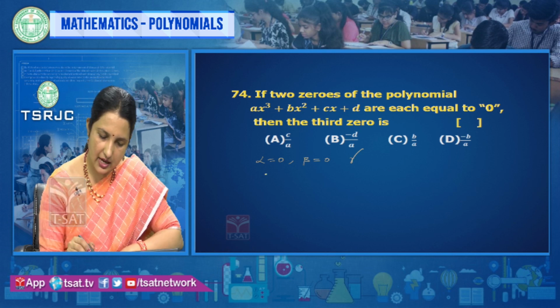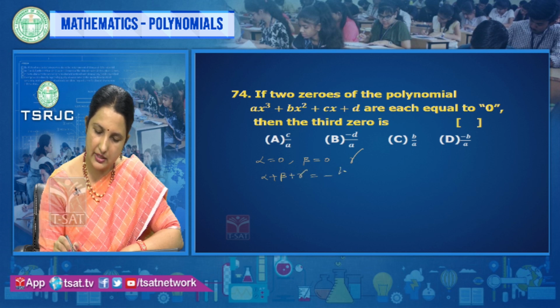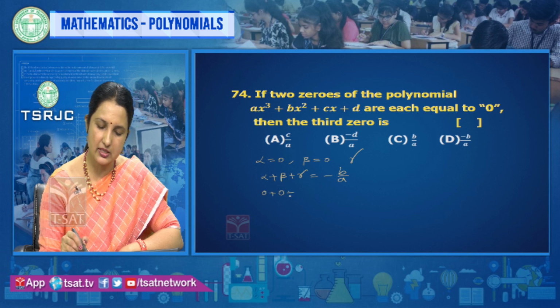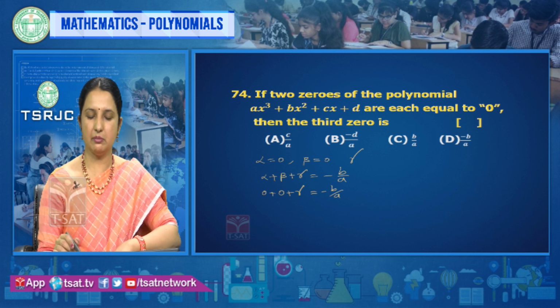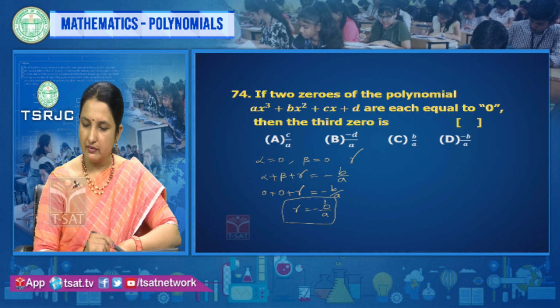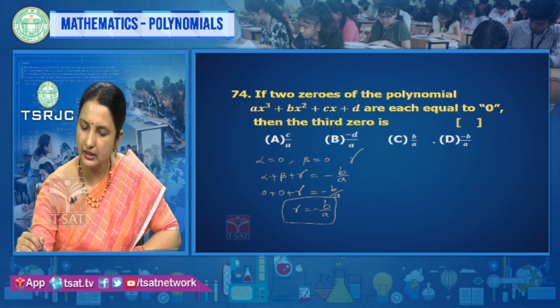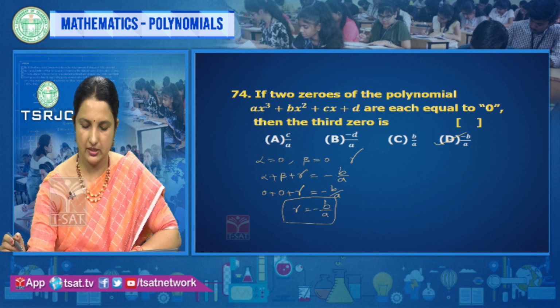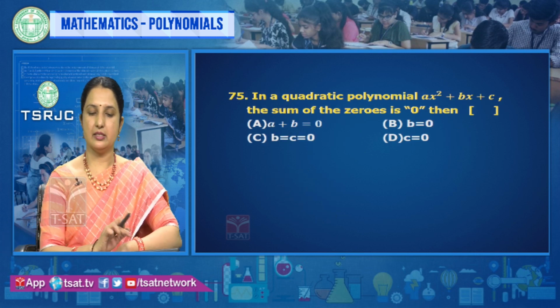We know that alpha plus beta plus gamma equals minus b by a. Here it is given that alpha is 0, beta is 0. Then gamma will become how much? Minus b by a. 0 plus gamma is gamma only. So gamma equals minus b by a. Option D is the correct one. Minus b by a.